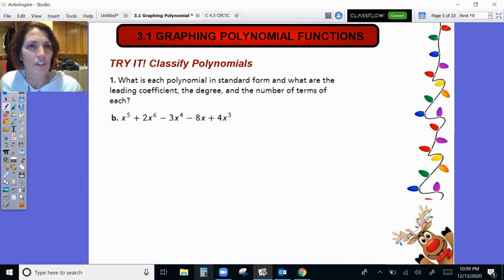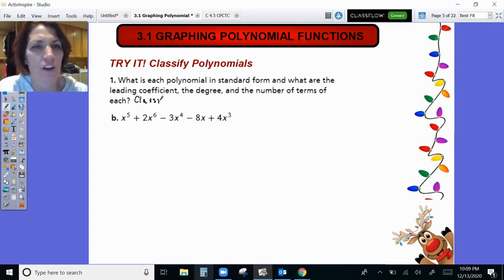All right, so let's take a look up here again. Next one. So you might want to try this. Just pause it and put it in standard form, and then identify the leading coefficient, the degree, number of terms, and go ahead and classify it. I'm going to add that on there. Okay, because we're going to be classifying these guys.